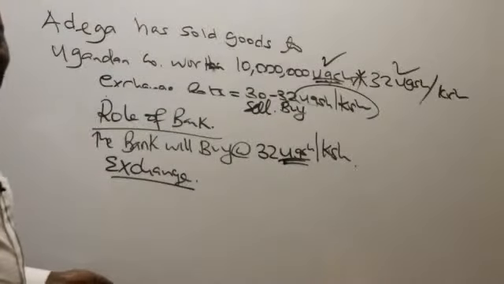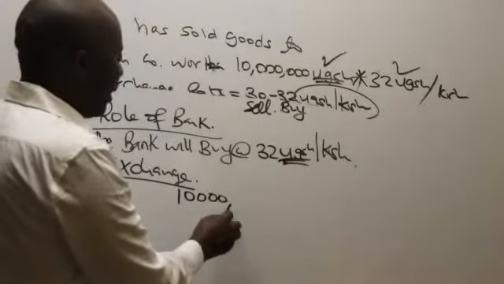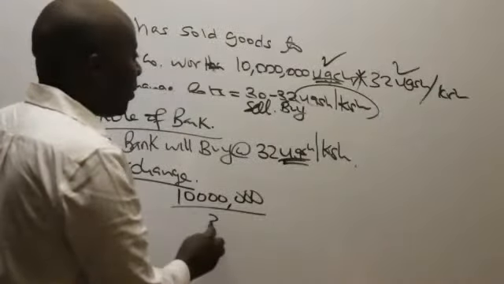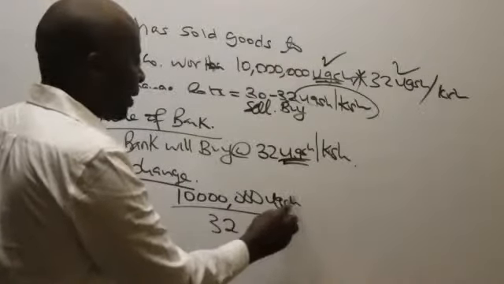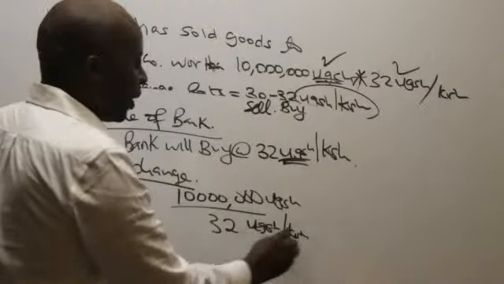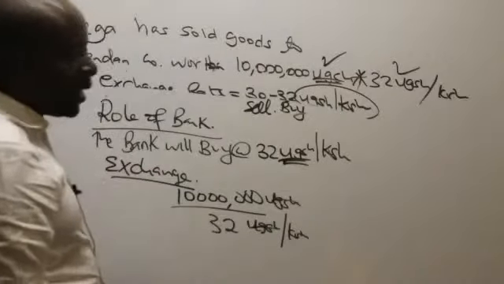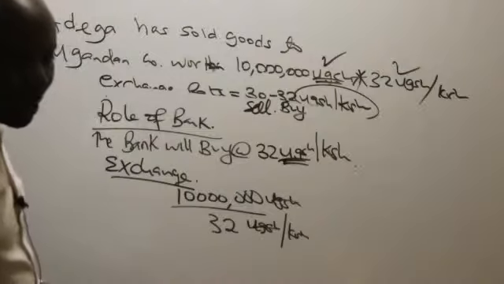So ukiona hizi currencies zinafanana, the only way out when you're exchanging is to divide. Kwa hivyo nitakuja hapa niseme abracadabra. Sasa unajua hapa Uganda will cancel, and whatever answer I'll be left with will be Kenya shillings.